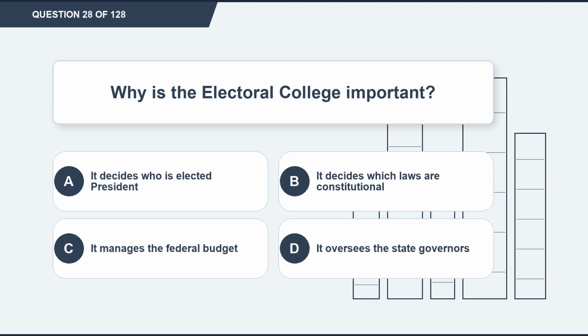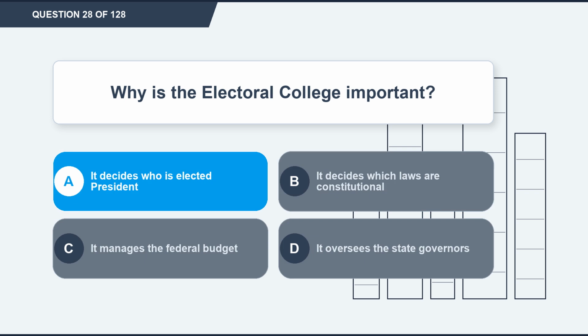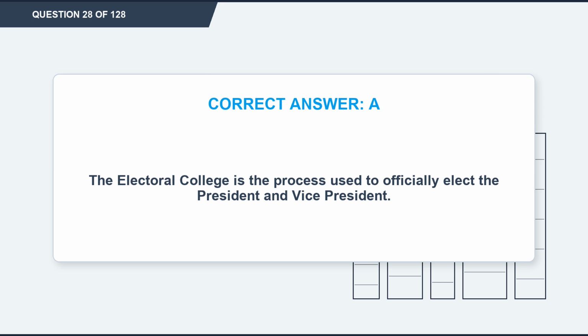Question 28. Why is the Electoral College important? Option A, it decides who is elected president. Option B, it decides which laws are constitutional. Option C, it manages the federal budget. Option D, it oversees the state governors. The correct answer is option A, it decides who is elected president. Explanation: the Electoral College is the process used to officially elect the president and vice president.